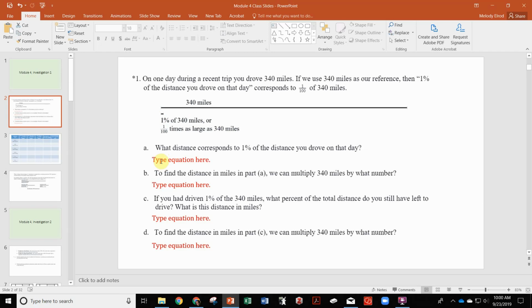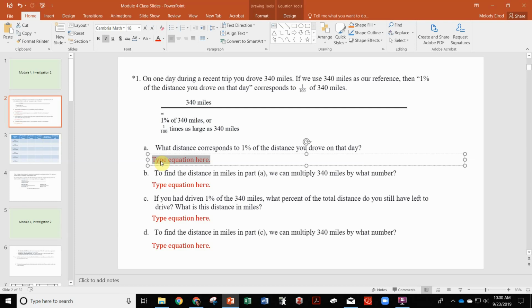The questions are down below here: what distance corresponds to 1% of the distance that you drove that day? Take a moment. I want you to think about part A and part B. What distance corresponds to 1% of the distance? And then to find that distance, we would multiply 340 by what value? So pause and take a moment and think about those two questions, and then turn your video back on.